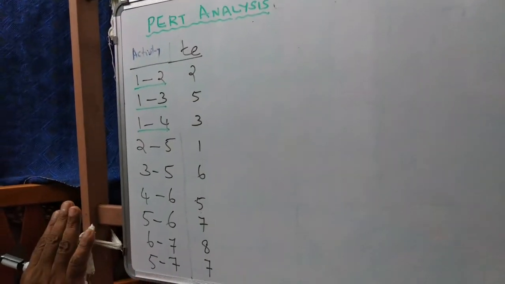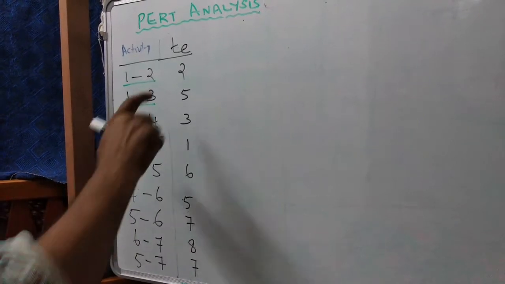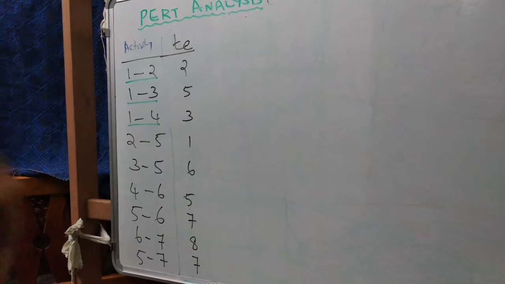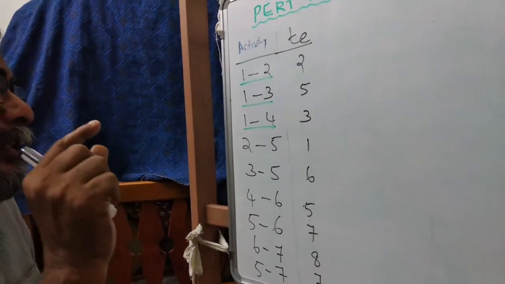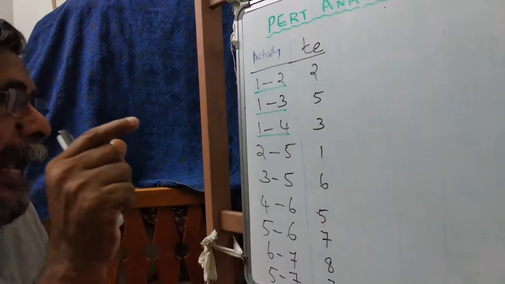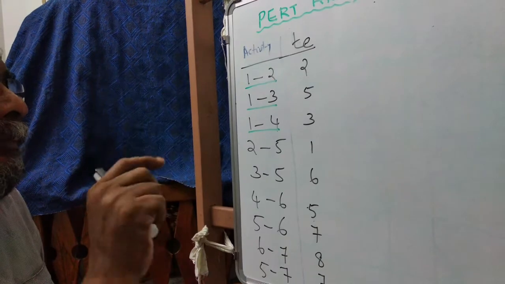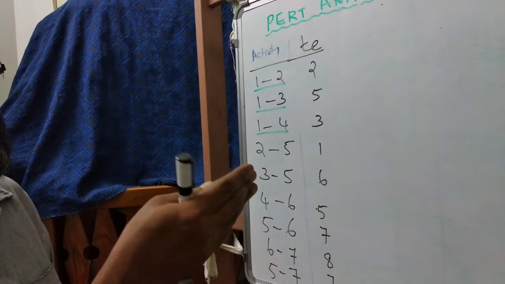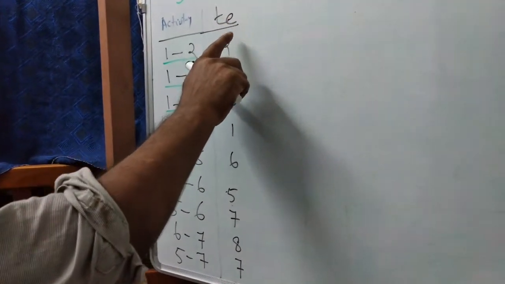The next step is PERT analysis. We calculate the expected time for each activity. In PERT analysis, we have three time elements: optimistic, the shortest; most likely, the average; and pessimistic, the longest. The three time elements cannot be used for analysis directly, because it depends on the probabilistic nature. Therefore, we calculate the expected time.